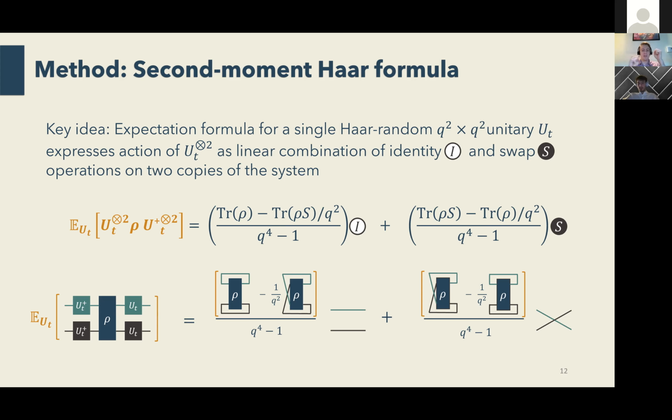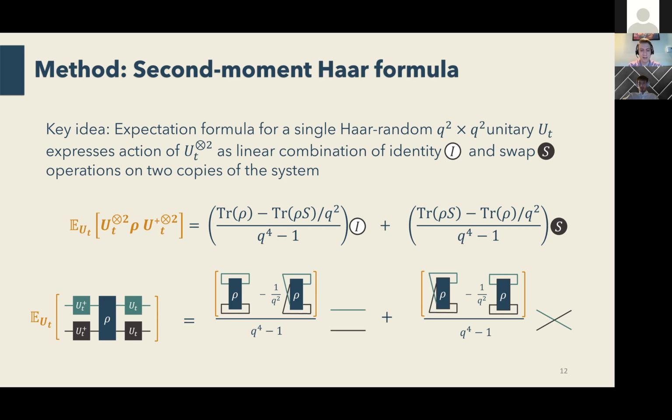It's 2 terms. The first term is just a number. This thing in parentheses is just a number. You can evaluate it, times the identity operation, which just takes these 2 copies of the system and doesn't do anything to them. Because remember, on the left side, we have 2 copies of the unitary acting on 2 copies of the system. The identity operation just takes those 2 copies and does nothing. And then in the second term, we have another number, and then we have the 2 copies of the system and we swap them. That's this S operation. So those are the only 2 terms, and they're rather simple.